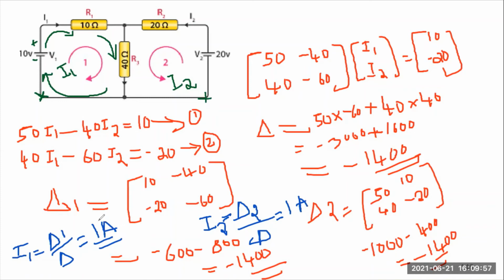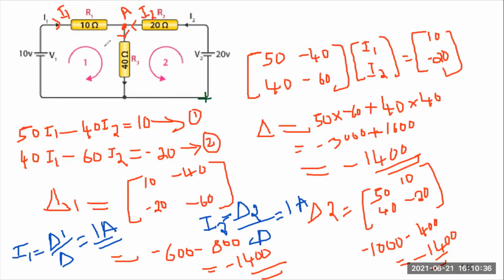So by using KVL, I framed the equations. Then I could solve with the help of Cramer's rule. Now, please look at the particular diagram. Our ultimate goal is to calculate the current which is flowing through the 40 ohm resistor. So let us consider this particular node. Everybody, please look at this. This is node A. Here I1 is coming to the node and I2 is also coming to this node.